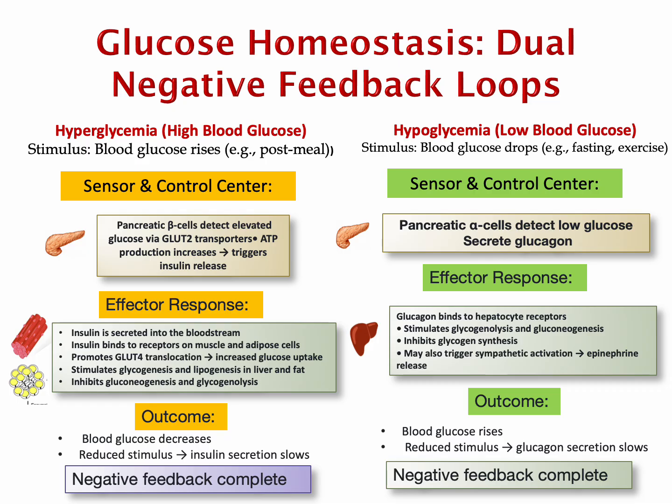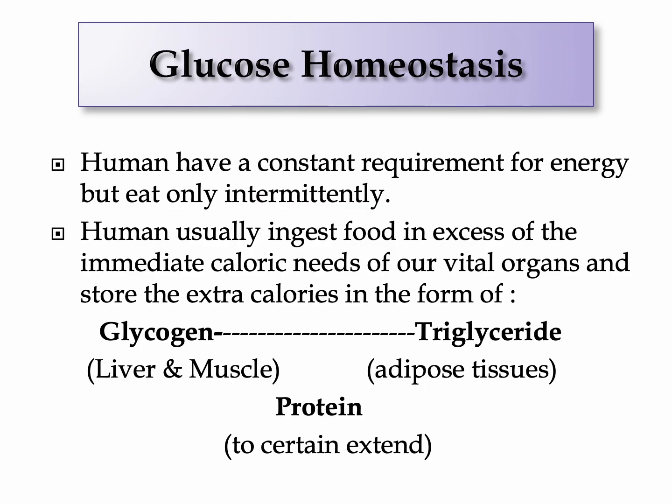On your right is the negative feedback in hypoglycemia, when blood glucose levels fall. This is during fasting or exercise. The alpha cells in the pancreas detect this drop and respond by releasing glucagon, and glucagon then stimulates the liver to break down glycogen and produce new glucose through gluconeogenesis, increasing blood sugar level and restoring the balance through a negative feedback.